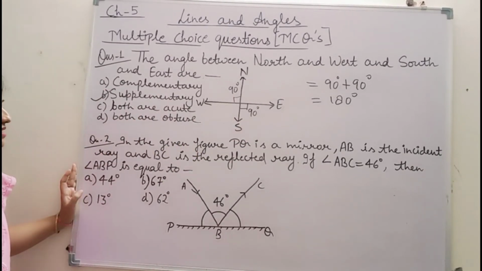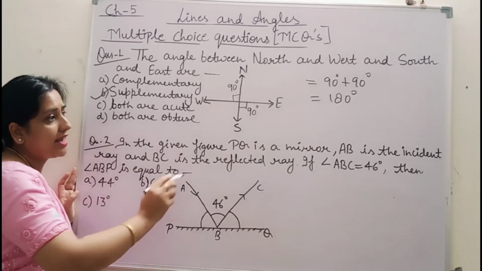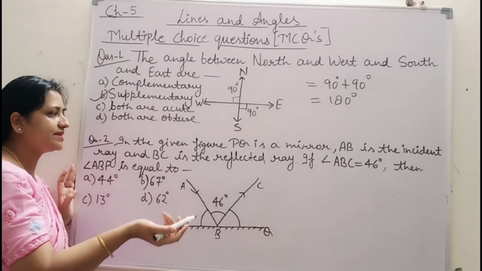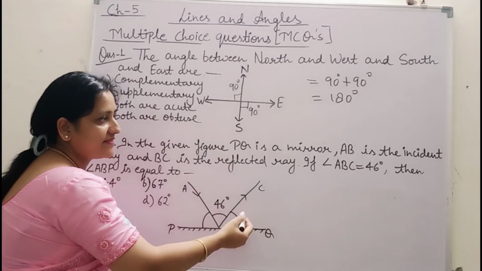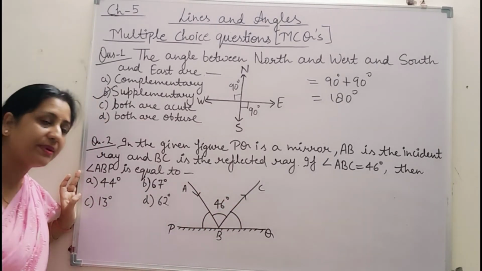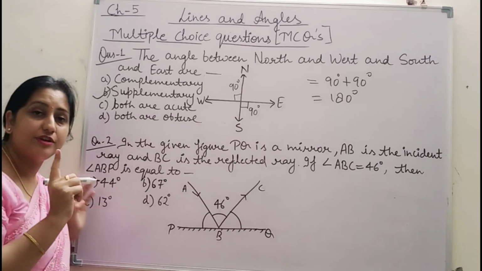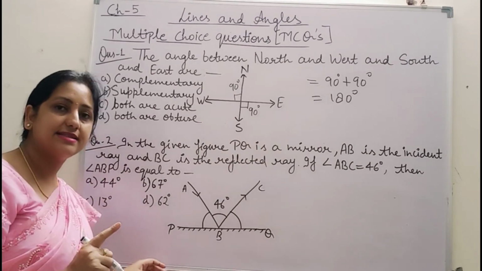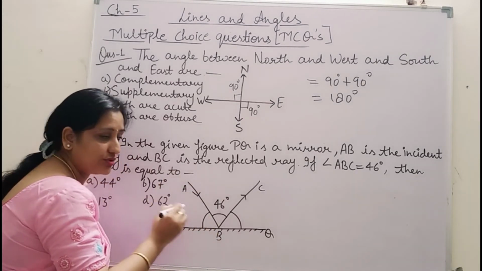Now the next question is: in the given figure, PQ is a mirror, AB is the incident ray and BC is the reflected ray. If angle ABC is 46 degree, then find angle ABP. Four options are given. First of all, we know that the angle of incidence is equal to the angle of reflection.